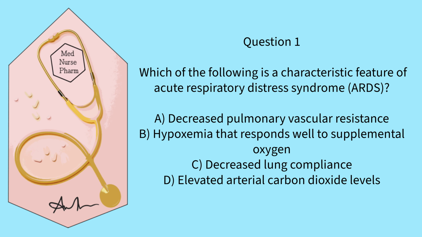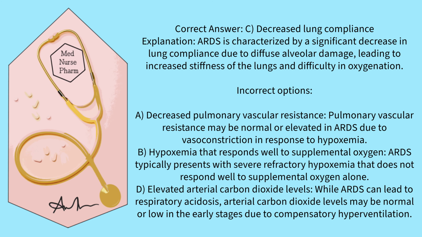Question 1. Which of the following is a characteristic feature of acute respiratory distress syndrome? Decreased pulmonary vascular resistance, hypoxemia that responds well to supplemental oxygen, decreased lung compliance, elevated arterial carbon dioxide levels. Pause the video and select your answer. If you chose option C, you are correct. Decreased lung compliance. ARDS is characterized by a significant decrease in lung compliance due to diffuse alveolar damage, leading to increased stiffness of the lungs and difficulty in oxygenation.